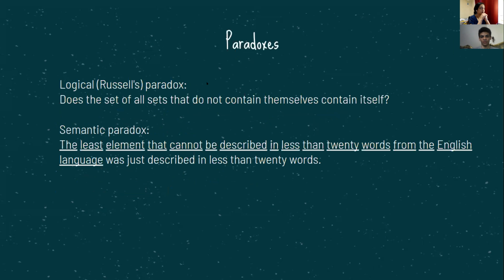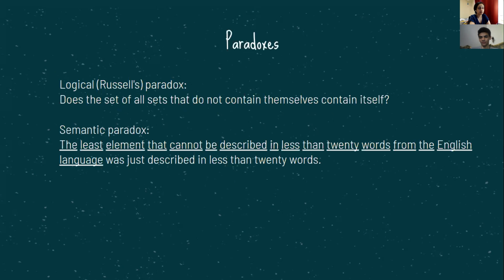So the paradoxes that arise from naive set theory are of two kinds: the logical paradoxes and the semantic paradoxes. The most famous of the logical paradoxes is Russell's paradox. It basically asks, does the set of all sets that do not contain themselves contain itself or not? To get a little intuition around it, an example of a set that does not include itself is the set of all cats. The set of all cats is not itself a cat, so it does not include itself.